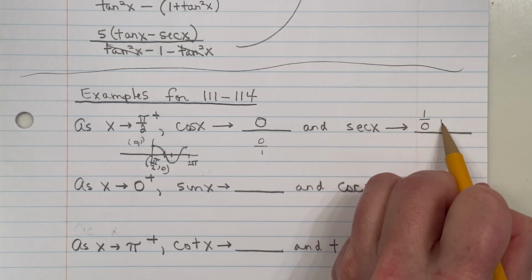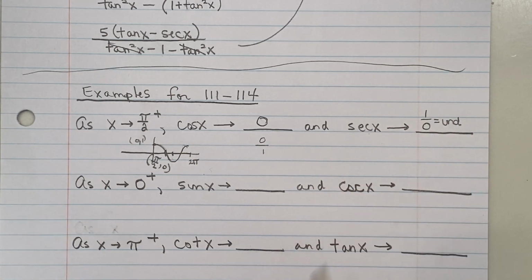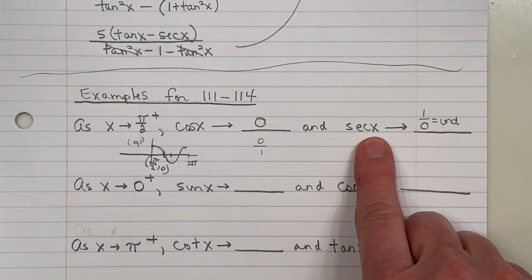Well, secant approaches 1 over 0, and 1 over 0 is a vertical asymptote. So our answer for this problem is undefined. There must be a vertical asymptote on the secant graph at x equals pi over 2. If you look back at your secant graphs on your formula sheet, you'd probably see that.